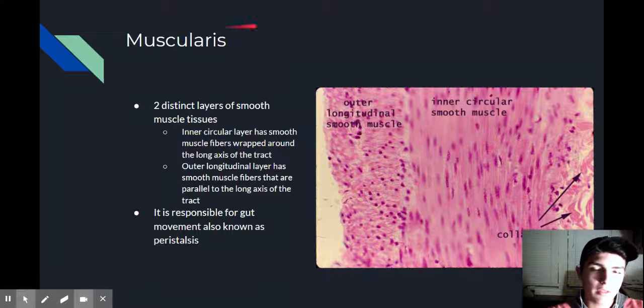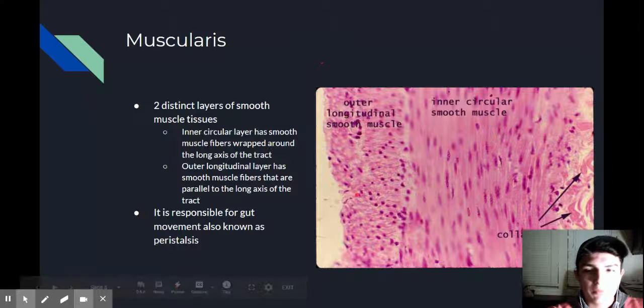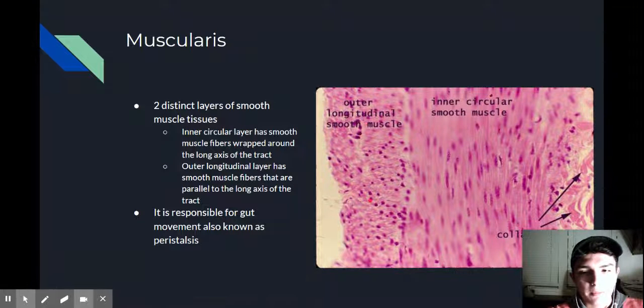Okay, we have the muscularis now. It consists of the inner circular smooth muscle and the outer longitudinal smooth muscle. So the inner circular smooth muscle has smooth muscle fibers that are wrapped around the long axis of the tract, while the outer longitudinal smooth muscle just has smooth muscle fibers parallel to it. This muscularis is also responsible for gut movement, which is also known as peristalsis.